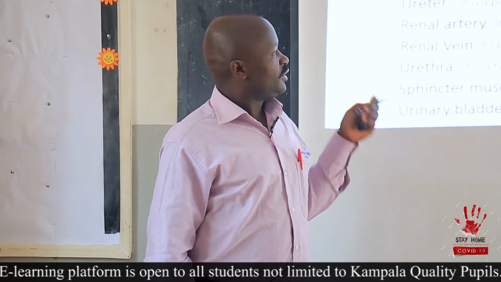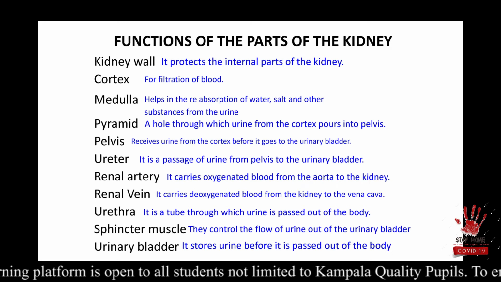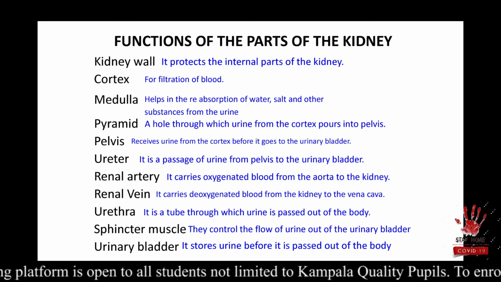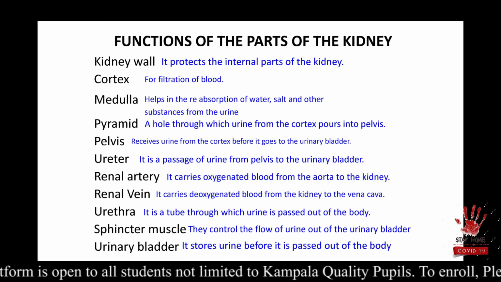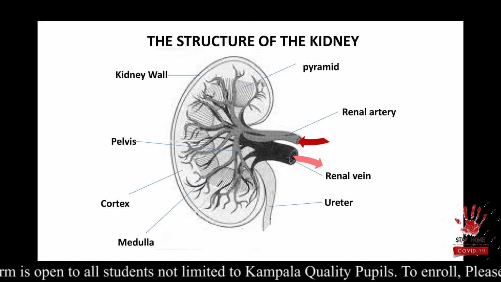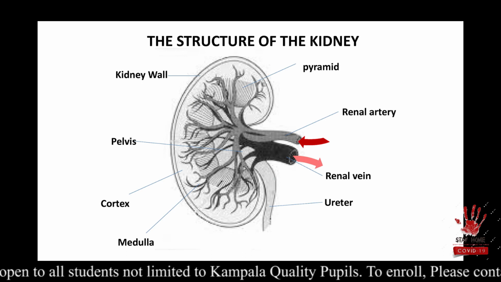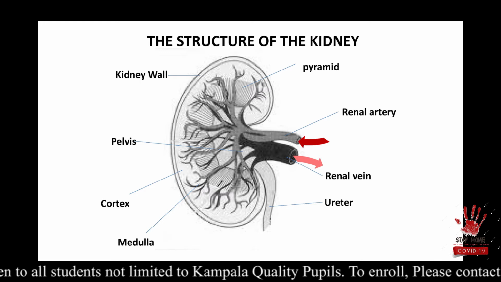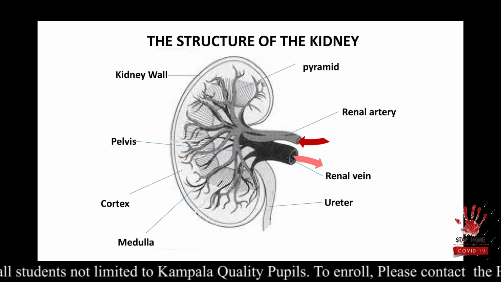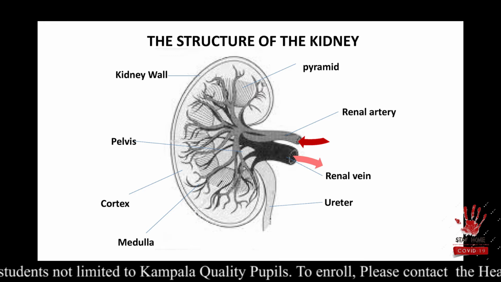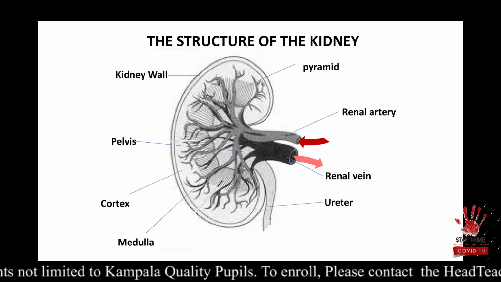Then ureter, it is the passage of urine from pelvis to the urinary bladder. Then we have these two parts, renal artery, then renal vein. With the renal artery, from the diagram, you saw the arrow entering the kidney, meaning that it carries oxygenated blood from the aorta to the kidney. Then the renal vein, it carries the deoxygenated blood from the kidney to the vena cava.